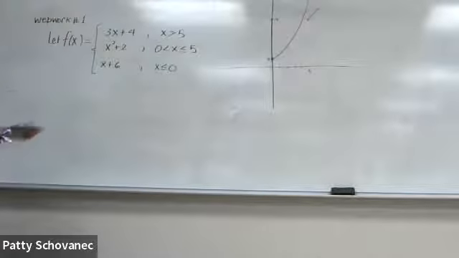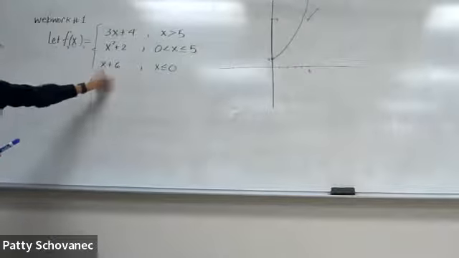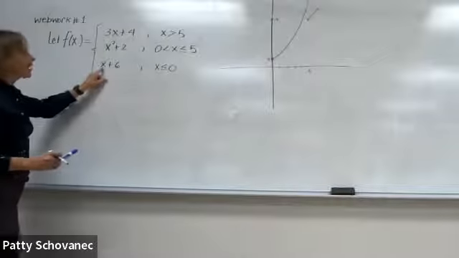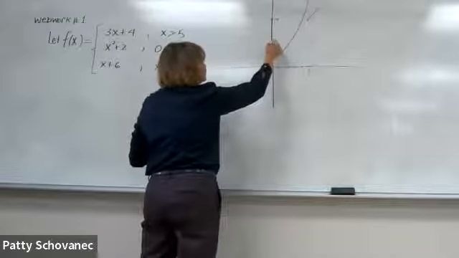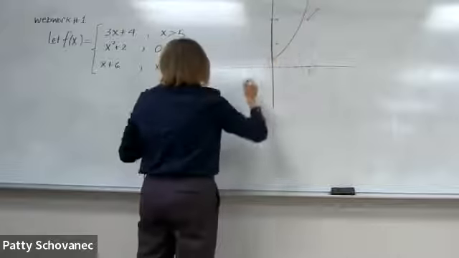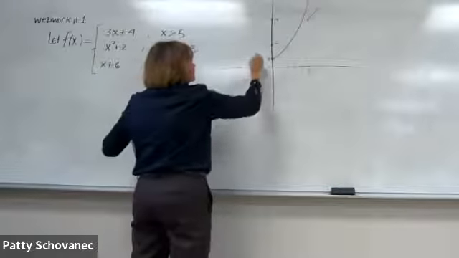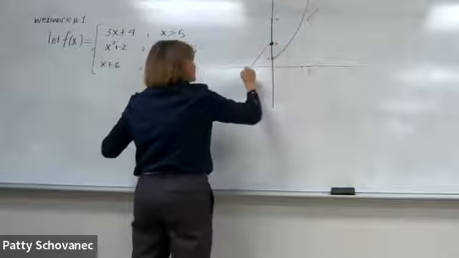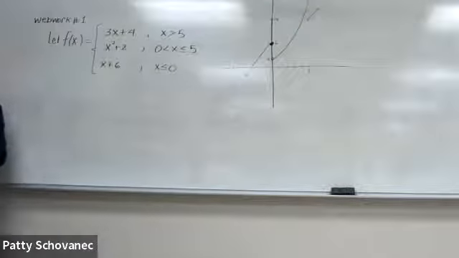The next piece is a line with slope of 1. When x is 0, y is 6. Let's say that that's here. And then a slope of 1, so it's going to come up this way. Oops, I missed it, so make a big dot. Okay.